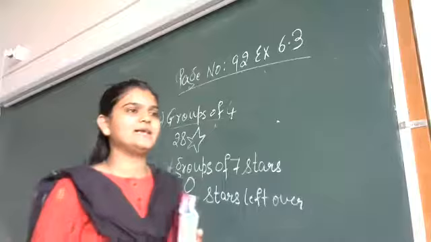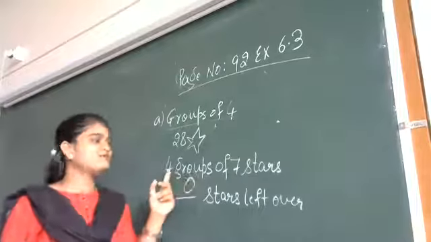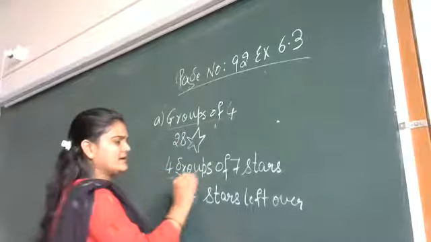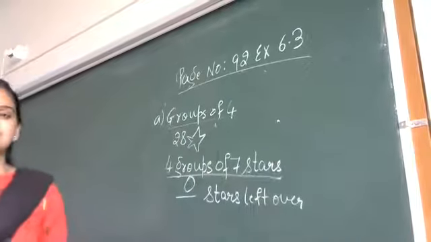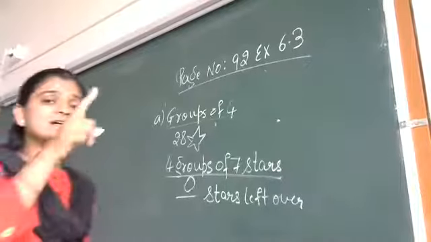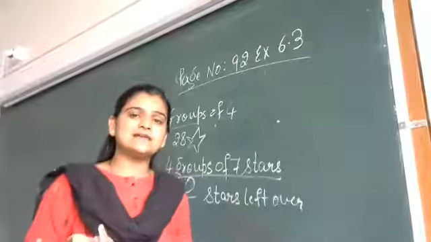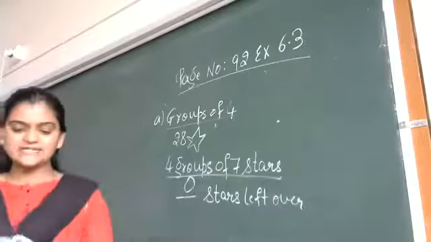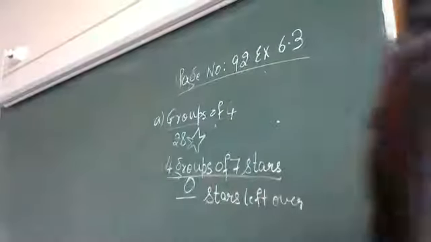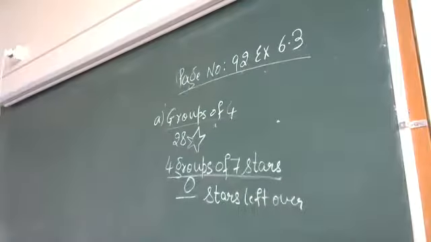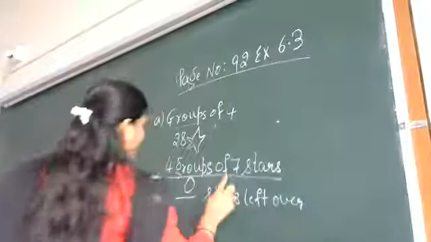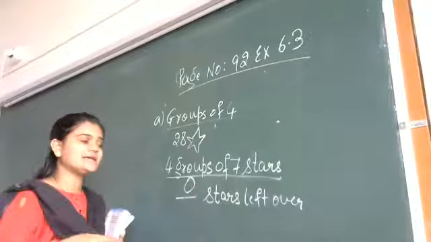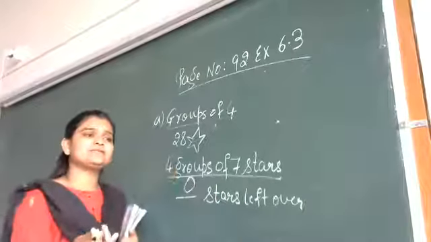Completed. Okay, very good. Now it is four groups of seven stars, and now you will have to write zero stars left over. Nothing is left over, remainder is zero. Next one. I have written on the board four groups of seven stars. How many stars are left over? Nothing is left.